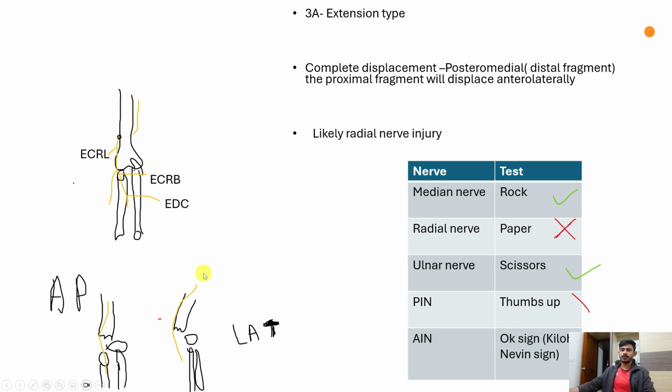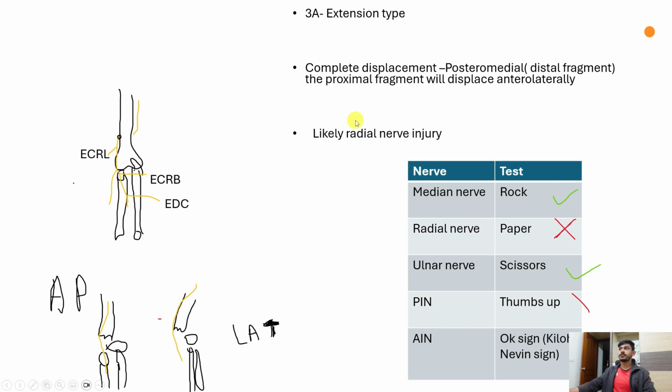So, in an extension type 3A, there is posteromedial displacement of the distal fragment. Posteromedial. So, we know that the radial nerve runs just medial to the humerus shaft, and then in the spiral groove it crosses from medial to lateral, and it runs anteriorly. So it was a posterior structure in the posterior compartment initially. As it exits the spiral groove, it pierces the intermuscular septum and comes anteriorly and runs on the anterior aspect of the lateral condyle of the humerus.